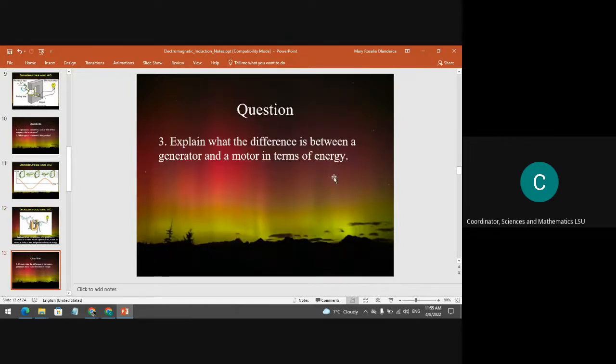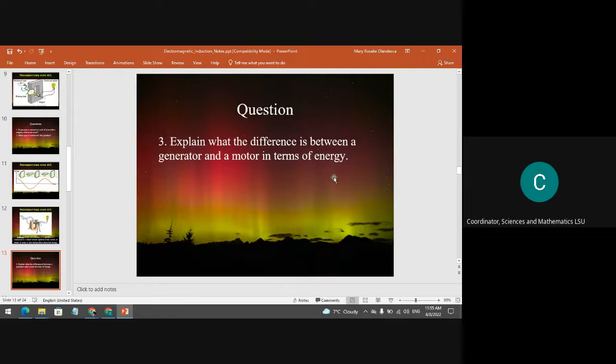Okay, so explain what the difference is between a generator and a motor in terms of energy. We already mentioned that earlier. A generator converts mechanical energy to electrical energy, but the motor is vice versa. A motor converts electrical energy into mechanical energy.